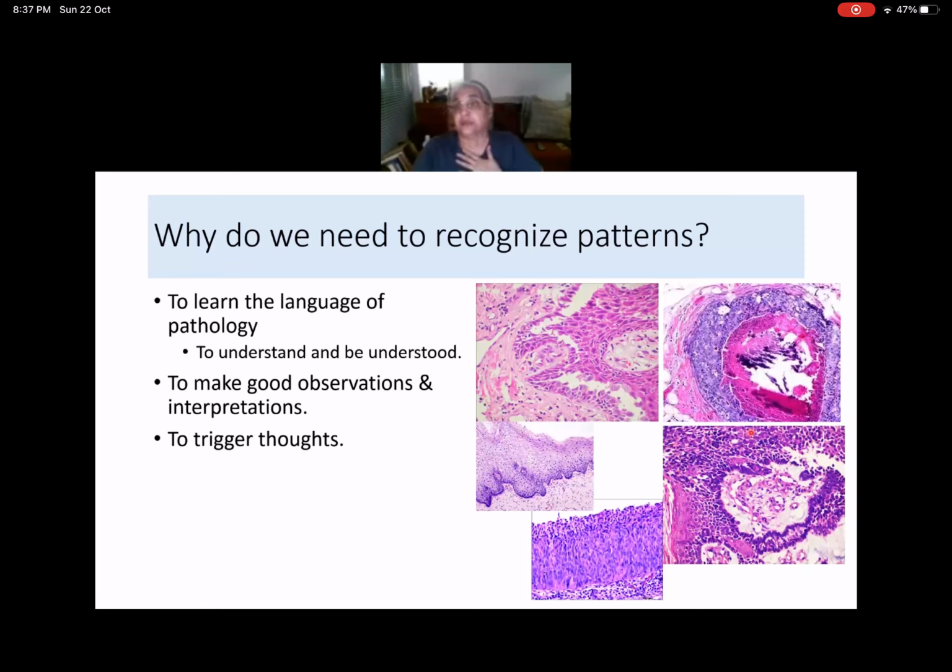Here you have on the right-hand side bottom, what do you see? You see this palisading? Basal palisading. And you have a basaloid tumor, and it is in the jaw, which shows a stellate reticulum. I'm giving you the pattern. What is it? It's an ameloblastoma. You say basal palisading, stellate reticulum, and it's in the jaw. It is an ameloblastoma.